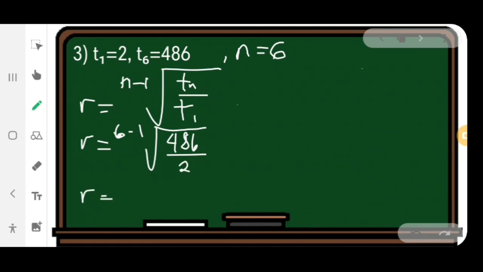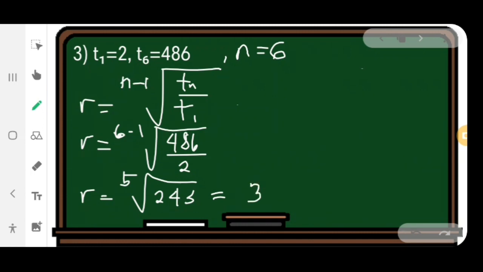Let us simplify the equation by following the order of operations. Since 6 minus 1 is the index of the radical, we are going to subtract 6 and 1. So 6 minus 1 is 5. And then let us get the quotient of 486 and 2. So that is 243. After that, get the fifth root of 243. So the fifth root of 243 is equal to 3.